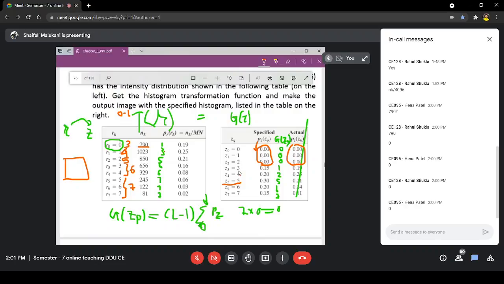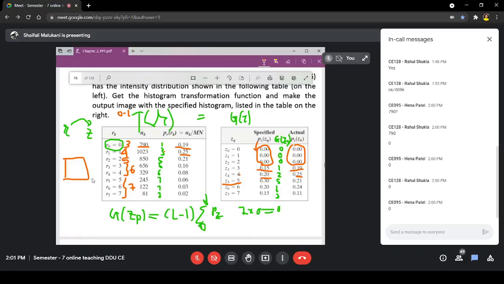Now for 3, there are 790 pixels. So what is the probability of occurrence of 3 in my image? 790 divided by the total number of pixels, which is 0.19, and that is what we have obtained. The desired value was 0.15. We obtained 0.19, so it is nearer. Of course, it will not be exactly the same because we are using discrete versions, right? Same way, for 4 it is 0.25: 1023 pixels have value 4, and the desired was 0.20, but again it is nearer.